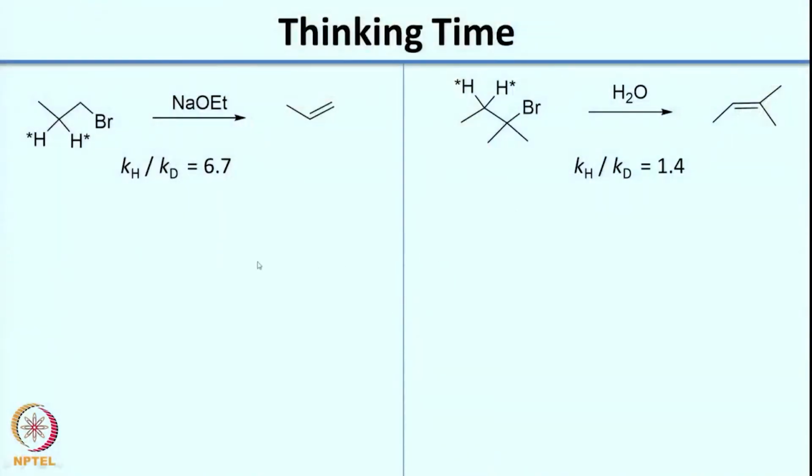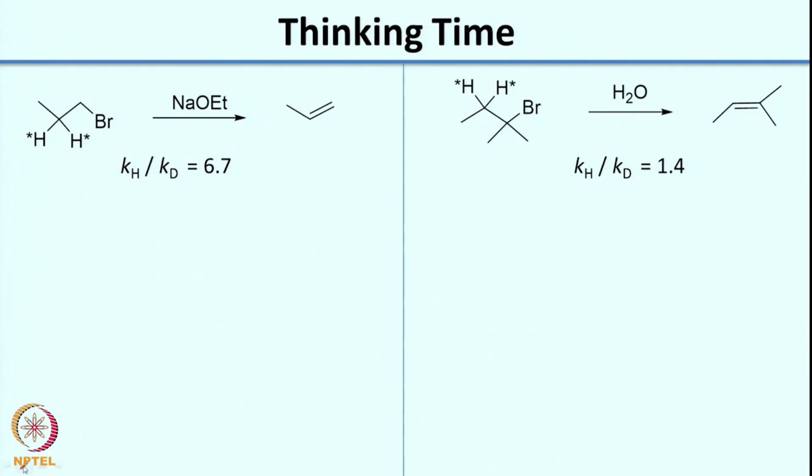So in this lecture we will try to look at how this can be used to determine the mechanism for a particular reaction. Before stopping the previous lecture I had given you two reactions and asked you to write the mechanism and see if your mechanism is correct based on the kH over kD values given. So let us look at each of these reactions.